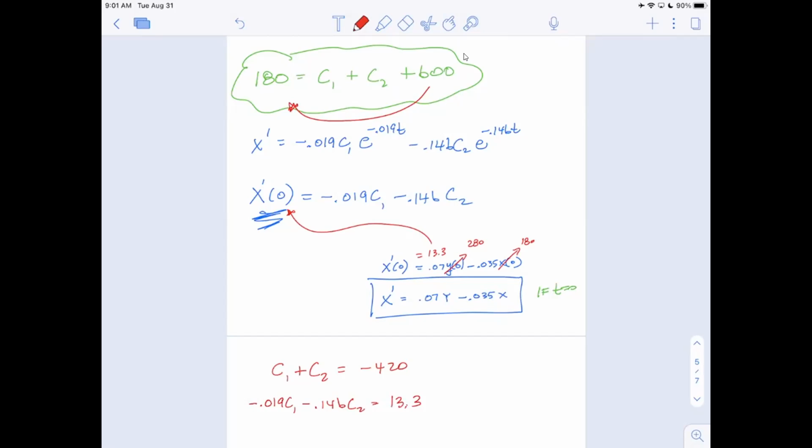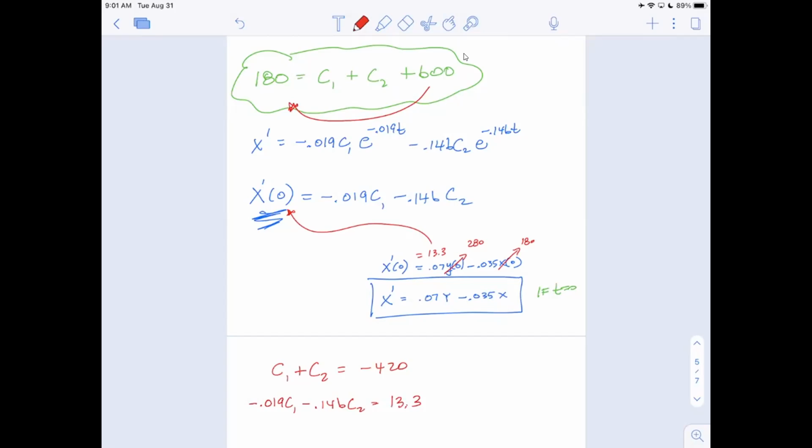I need a 2-row by 3-column matrix. I put in 1, 1, negative 420, negative 0.019, negative 0.146, 13.3. Double check I typed all that right.